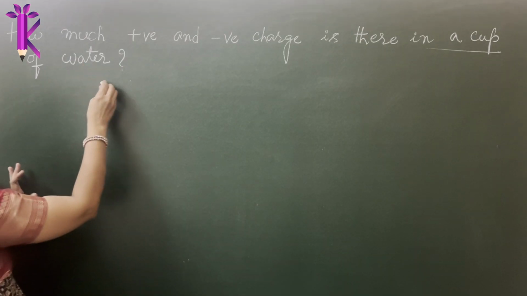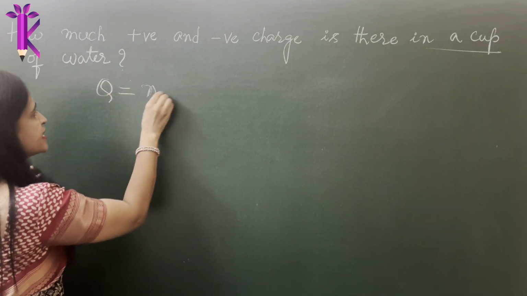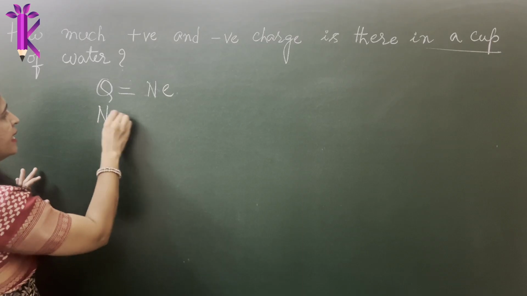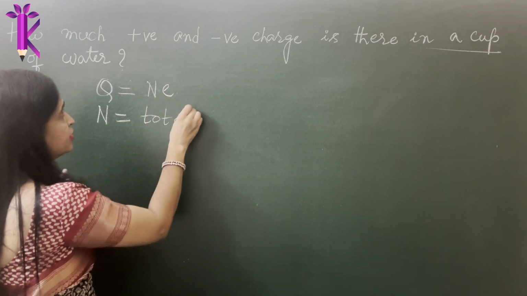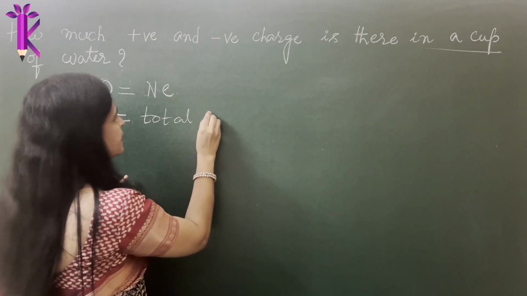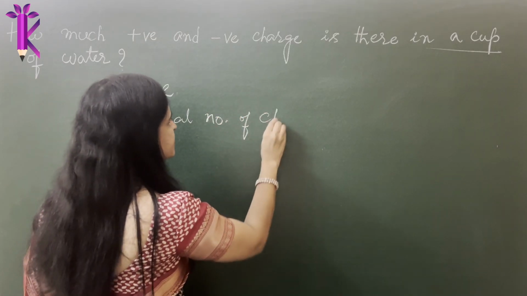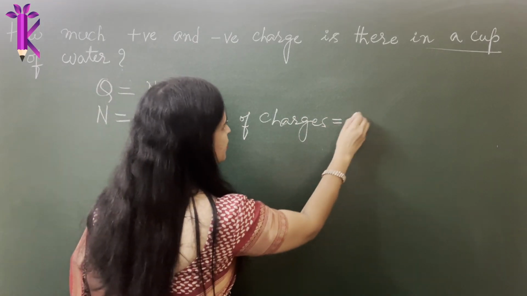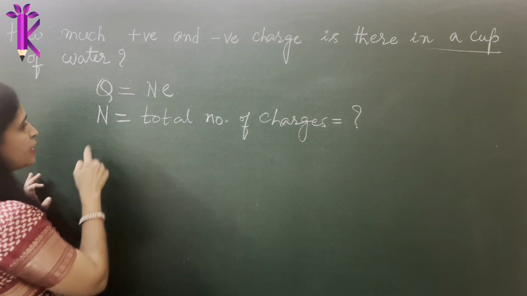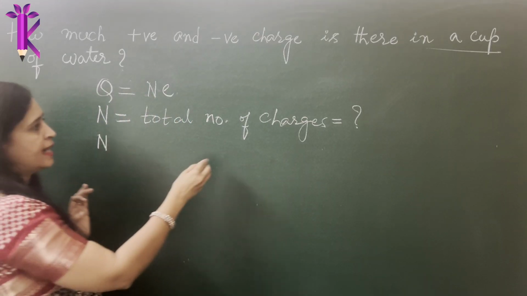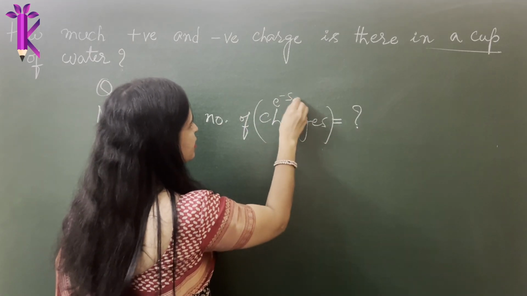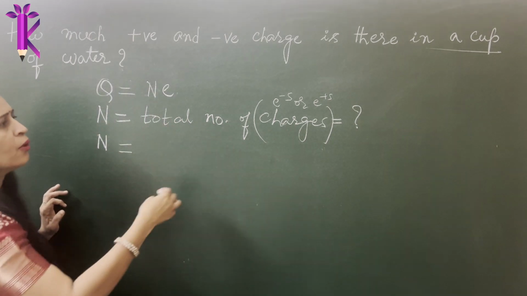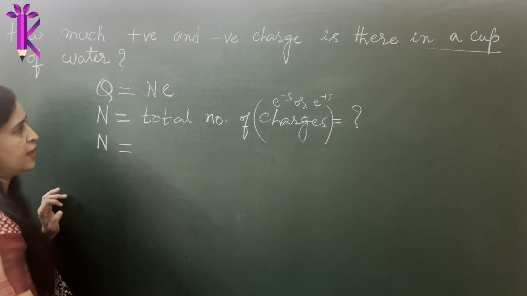So yes, the total charge is given by the expression Q is equal to N into E, capital N into E. What is capital N? Capital N is the total number of charges, or the total number of electrons and protons, multiplied by this. Now this we do not know. This is a question mark, something we need to find out. How do you find out the total number of electrons? When I say charges, it could be the number of electrons or the number of protons, right? So basically the total number of whatever charged particles you have.